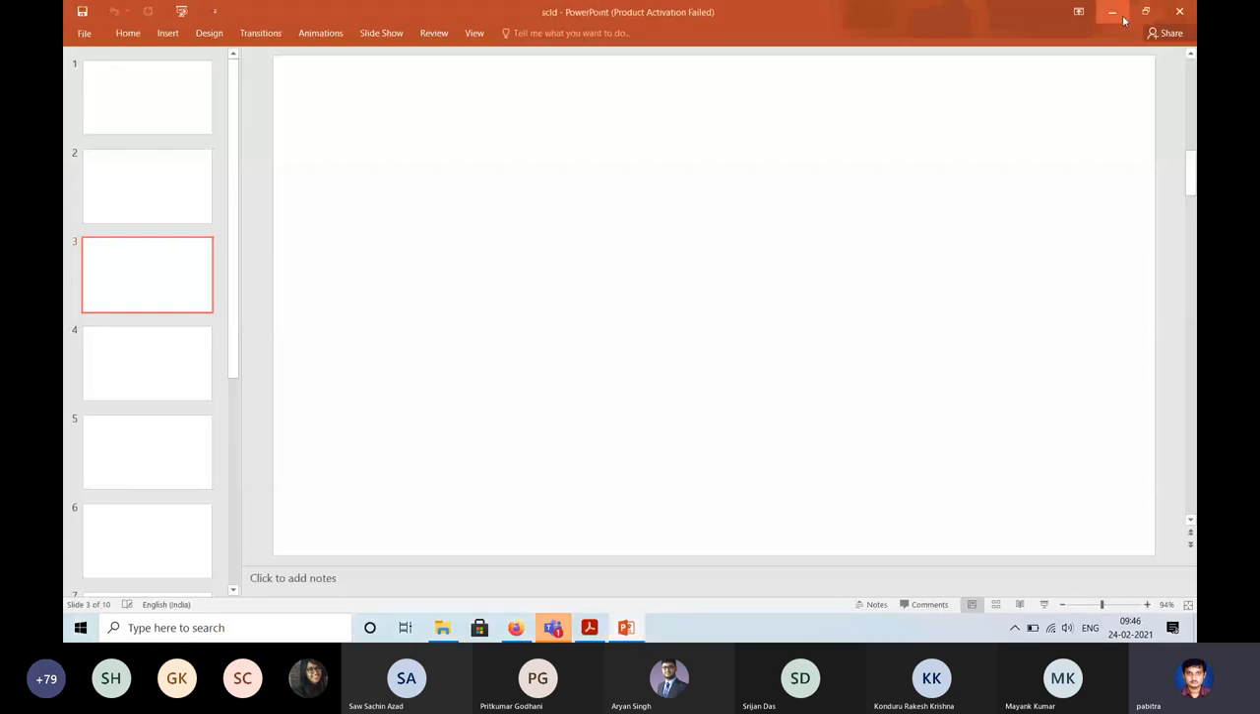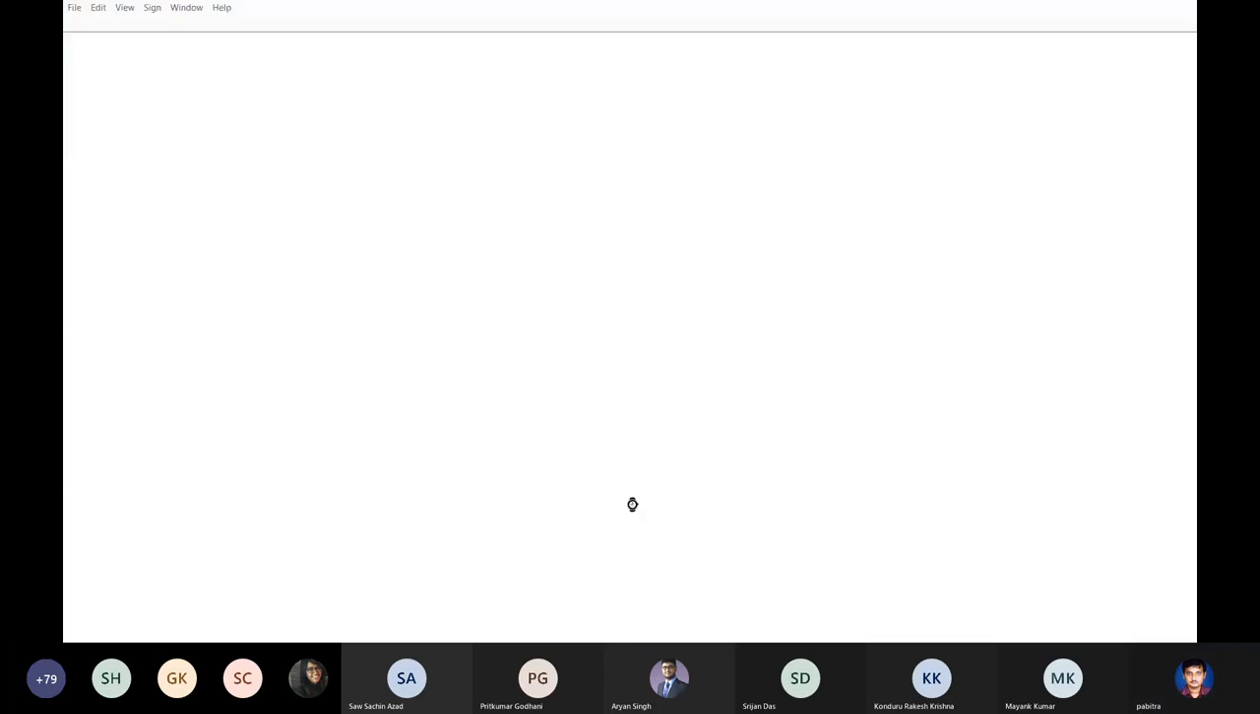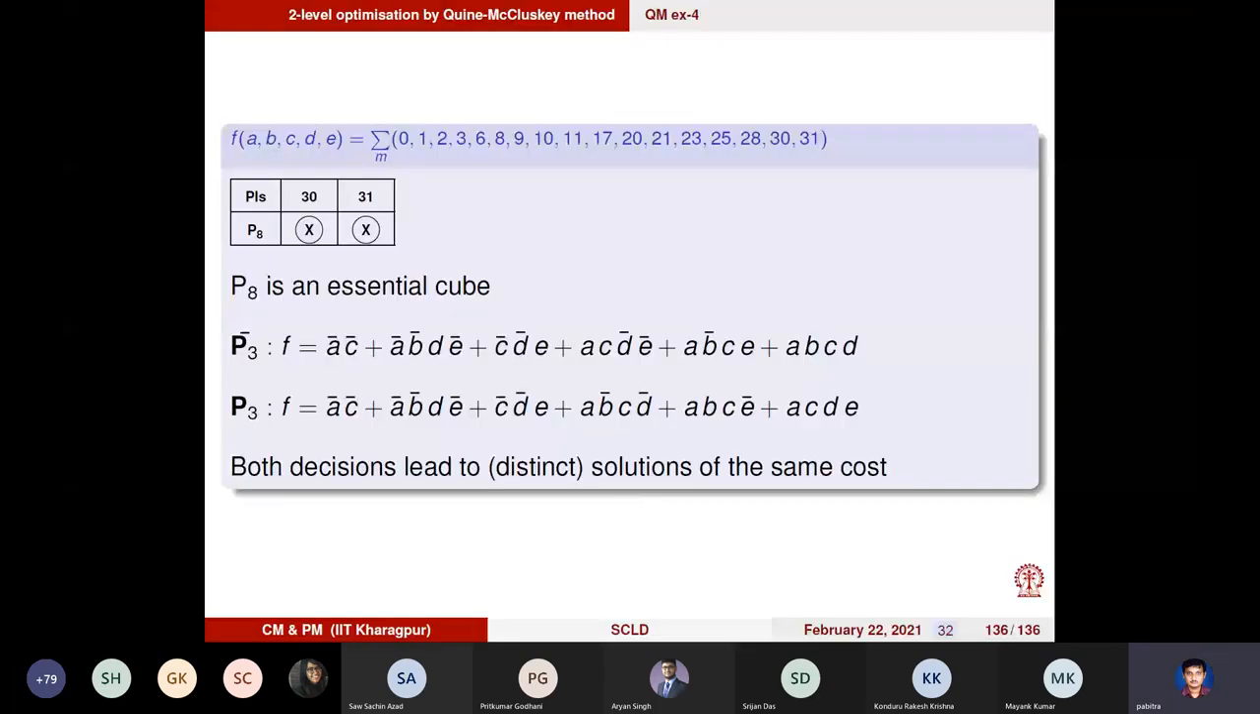Anyway, let me speak out. All right, so let me just tell you what I want to say. So you see, after applying these reductions, you might come with a reduced prime implicant chart where no further reduction is possible. So this final prime implicant chart is called a cyclic core. It's called the cyclic core of the original prime implicant chart.